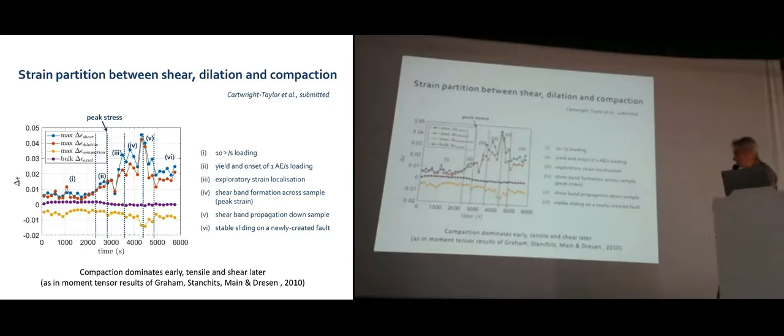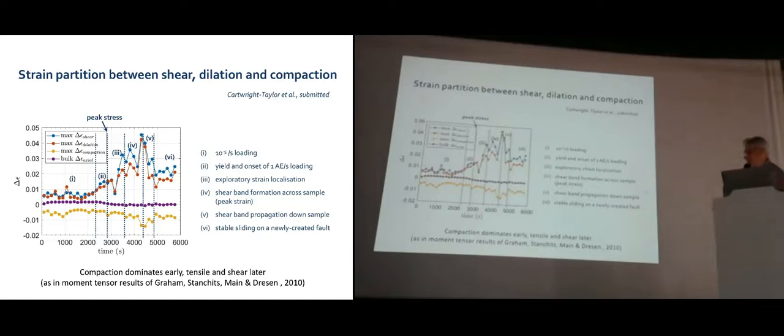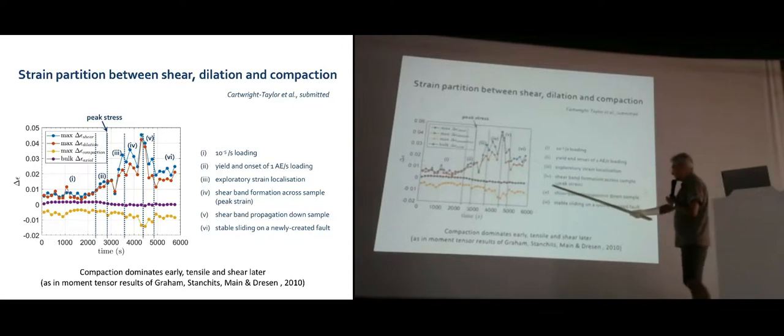So in this post-yield phase, you can have exploratory strain localization. This is blind exploration. This is the system looking for some minimum in the free energy. It's not a controlled, intelligent search for it. It's a sort of simulated annealing approach. Sometimes the first exploration of correlated shear isn't the optimal one, and it switches off. And eventually you get shear band formation right across the sample at peak strain.